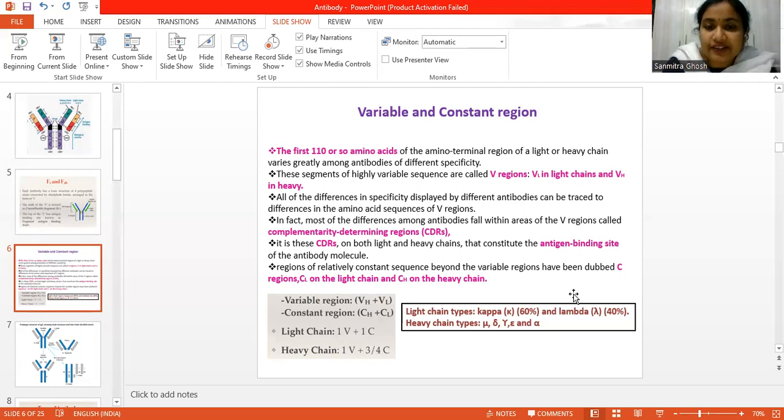Now, all of the differences in specificity demonstrated by different antibodies can be correlated with the differences in the amino acid sequence present in this variable region. So the more variety we have in the amino acid sequence of the polypeptide chain, the more unique the region that binds with the antigen will be. And because of this uniqueness, we will have diversity in antigenic specificity.